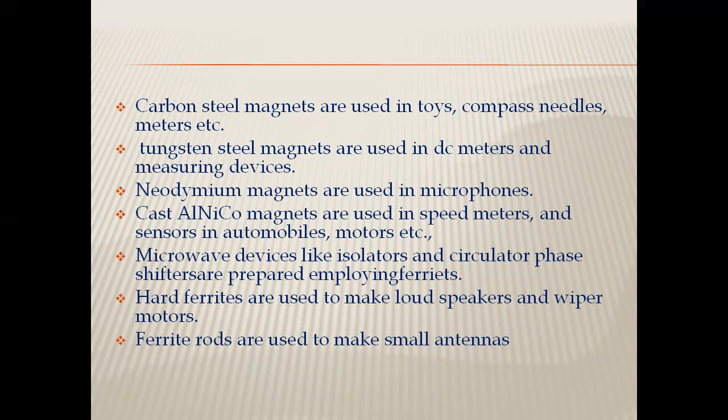Production of cores for inductor coils is done using soft magnetic ferrites. And when a ferrite rod is kept in a varying magnetic field, it vibrates, which is used for ultrasonic wave production. Ferrites are also used for thermal sensing switches, and these are also used for magnetic films. These are certain applications of magnetic materials in different fields.